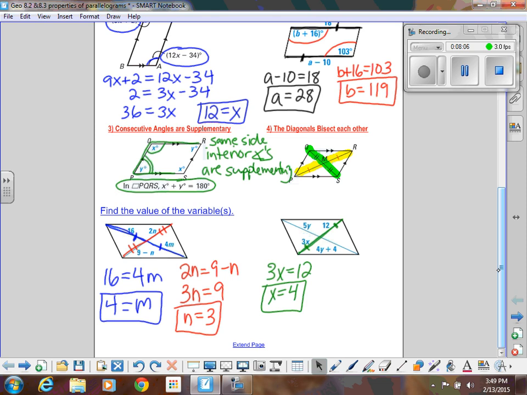On the other diagonal, this one right here, I have 5y is congruent to this one. And sometimes it's hard to tell in a diagram where this is talking about. So if you ever have questions, please ask. But the main thing I want you to know is that this half of the diagonal is congruent to the other half of the diagonal. So now we're ready to solve. So I'm subtracting 4y, and that's going to give me 1y is equal to 4. All right, so we're going to move on.